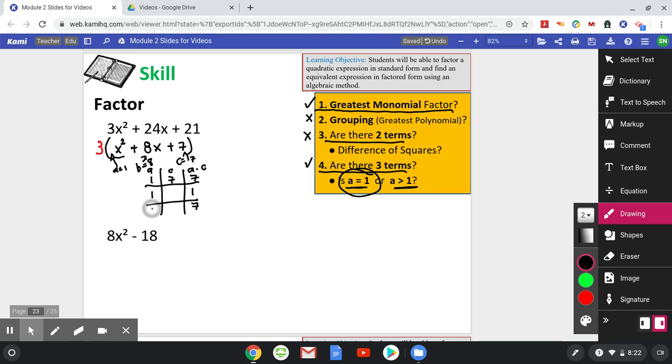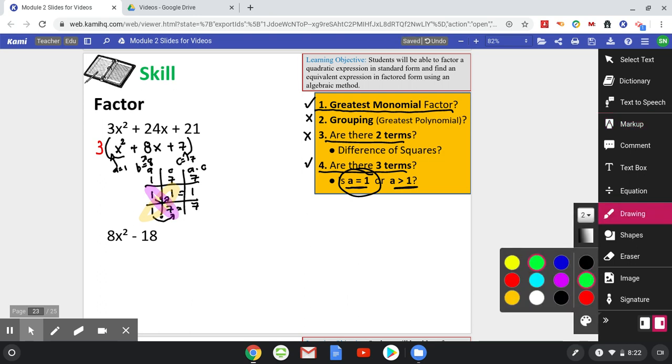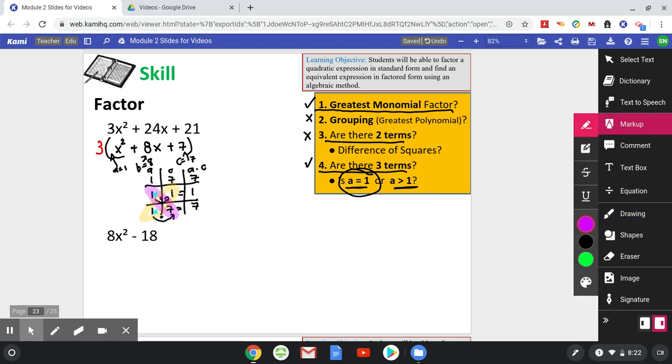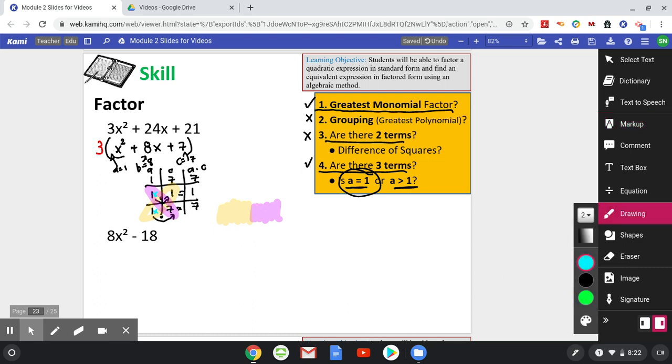On the left side, I have 1 times 1. Now 1 times which number gives me 1? 1 times 1. 1 times which number gives me 7? 7. And we are ready to get the two factors. One of them being this one, and the other one being the 1 and the 7. Of course, not forgetting to add the x's in both. Here's the space for the two factors, the purple one and the orange one. The orange being x plus 1, the purple being x plus 7.